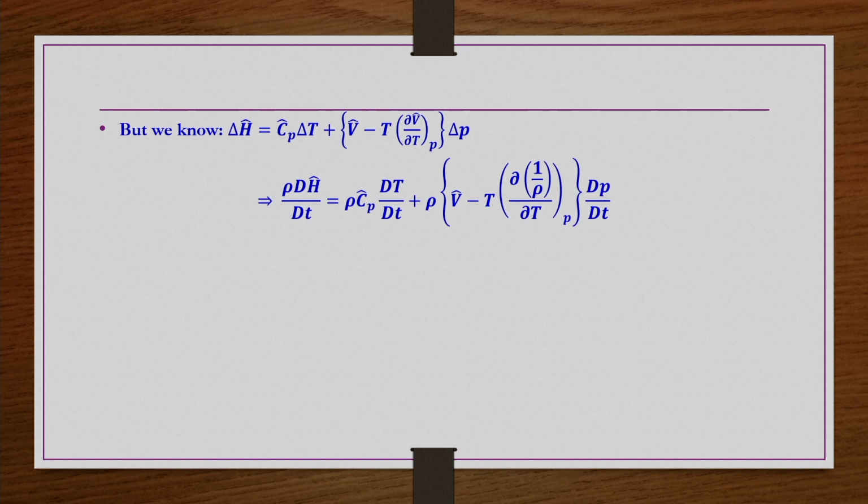and then multiply both sides by rho. So, then you have on the left hand side rho D H tilde by Dt equals rho Cp tilde DT by Dt plus rho multiplied by V tilde minus T dou by dou T of V tilde, I am writing 1 by rho, and then capital DP by Dt, that is what we are having, right.